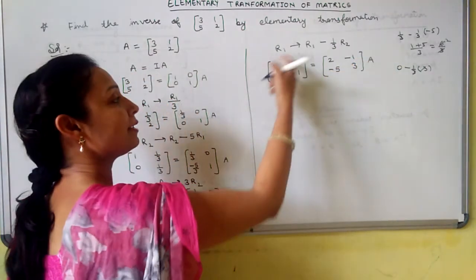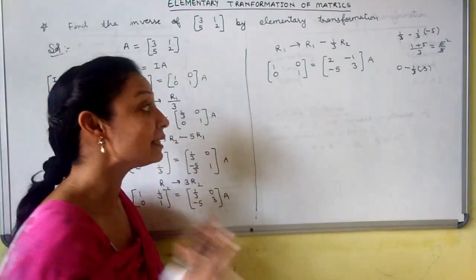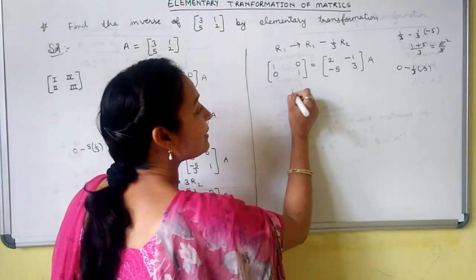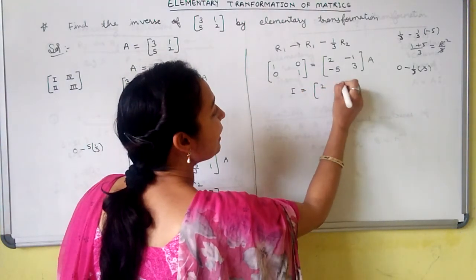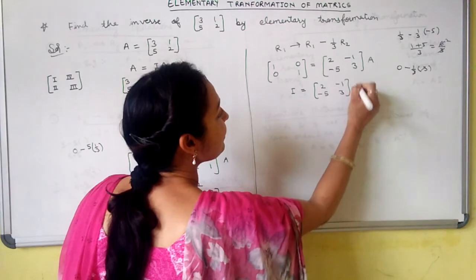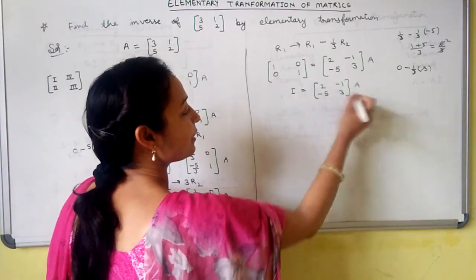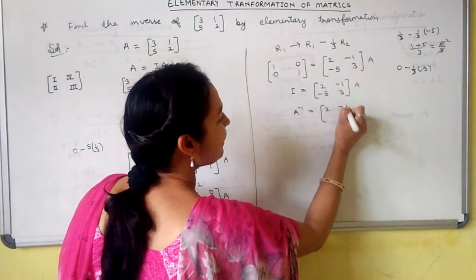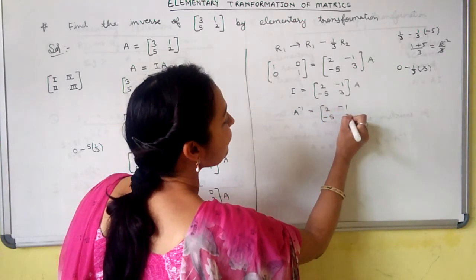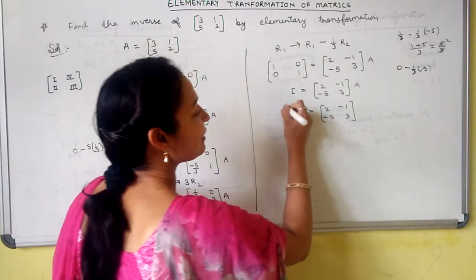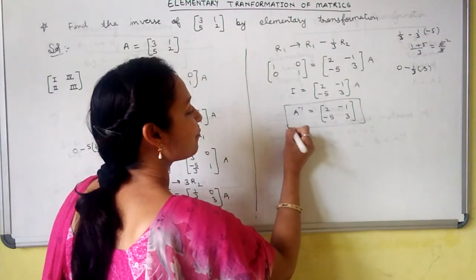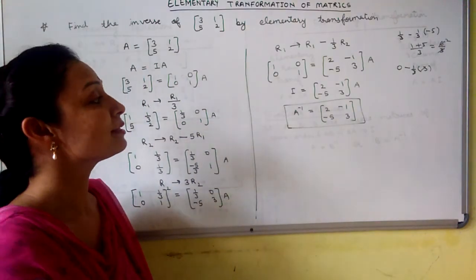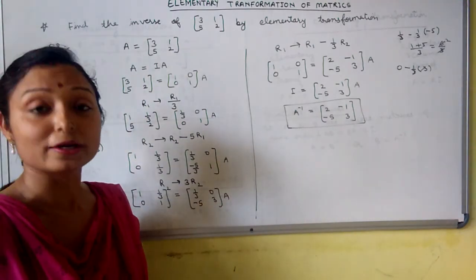Now my thinking process is complete here. I have made the identity matrix. The identity matrix with 2, -1, -5 and 3 with A. A becomes A inverse. So A inverse is 2, -1, -5 and 3. This is the inverse of the matrix by using elementary transformation. Similarly, you can find the inverse of an order 3 matrix.